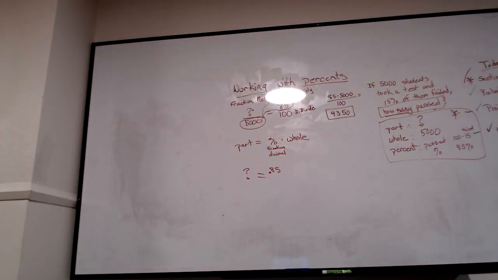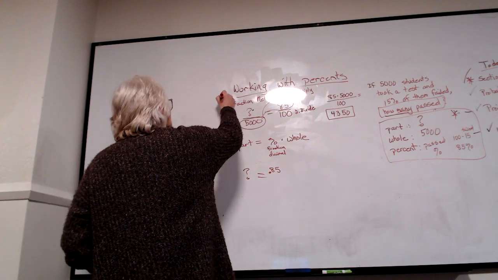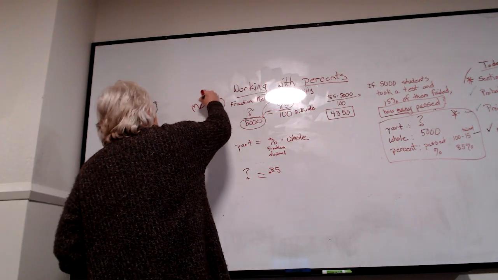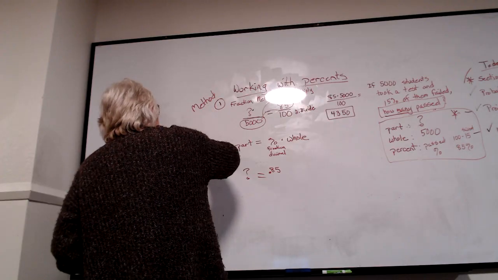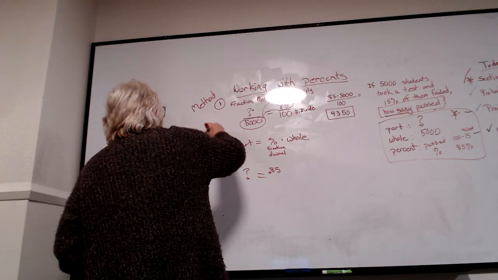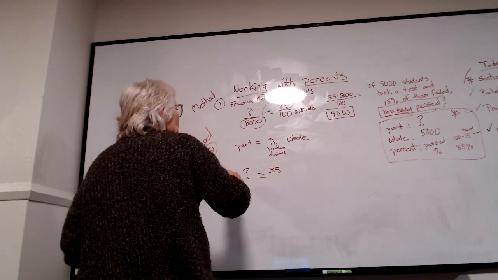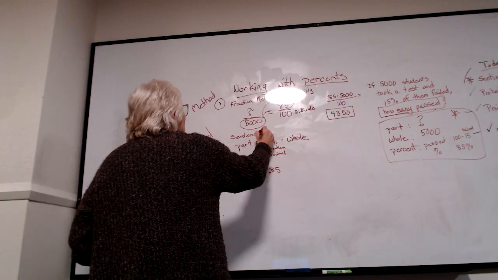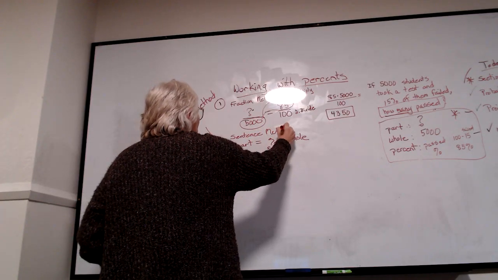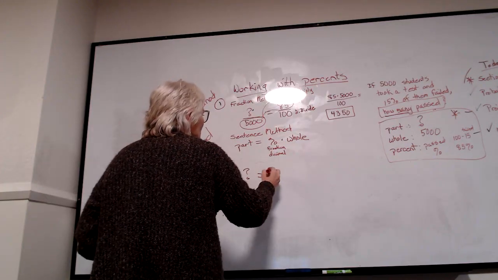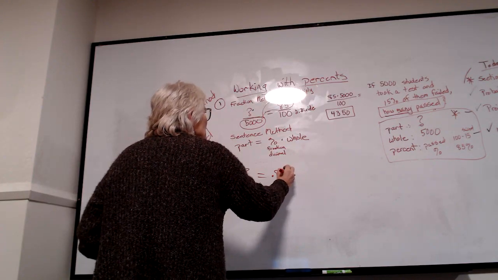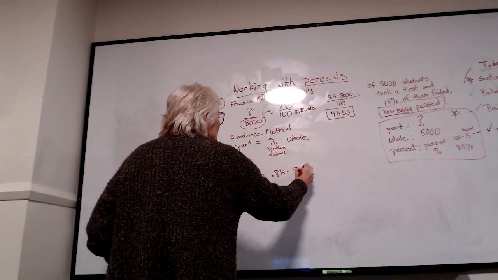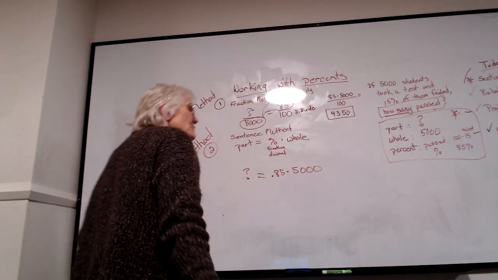So this one we're doing on the widgets, right? Yes. Okay. So I'm showing you two methods to solve. You can use method 1, or method 2. You do not have to do both on your problems. You only have to do one. This is the sentence method. So I'm doing the percent times the whole. The whole is 5,000. So there's my problem.